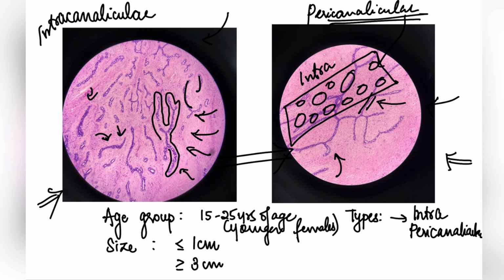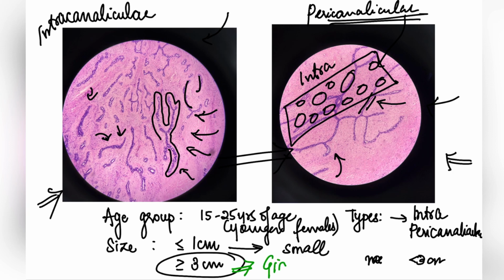So coming to the size, if it is less than 1 centimeter, we call them small. Less than 3 centimeter, that is when we call it a normal fibroadenoma. Usually they will be less than 3 centimeter. And this is important: if it is more than or equal to 3 centimeter, that is when we call them giant fibroadenomas.